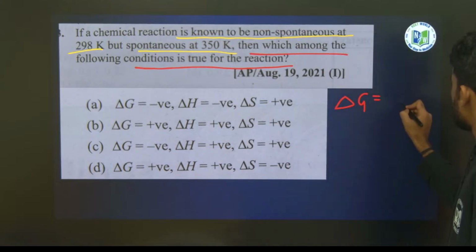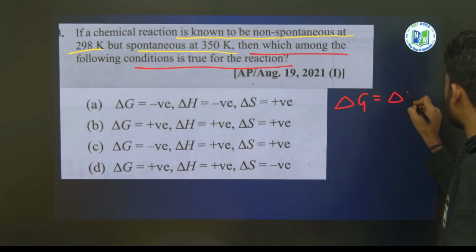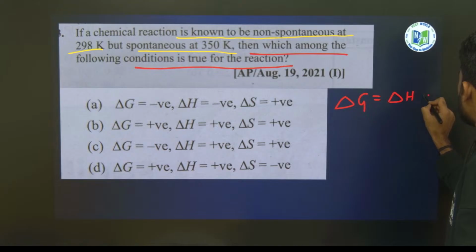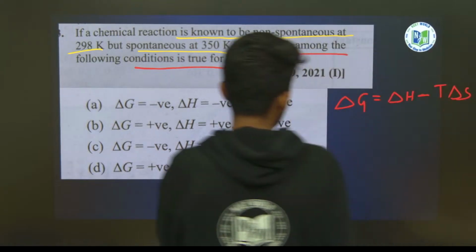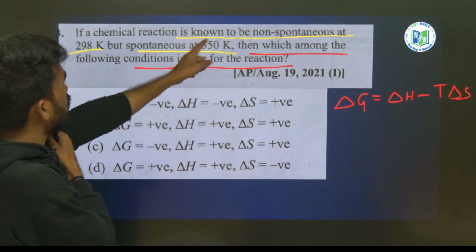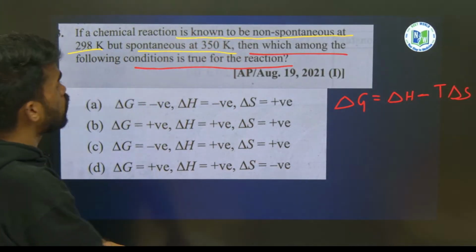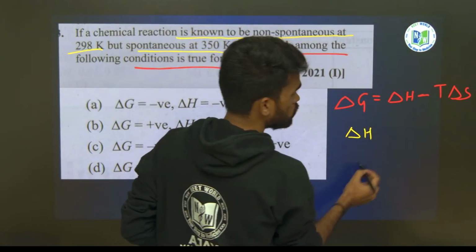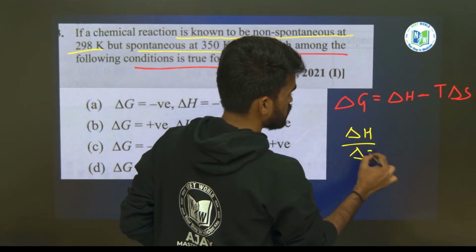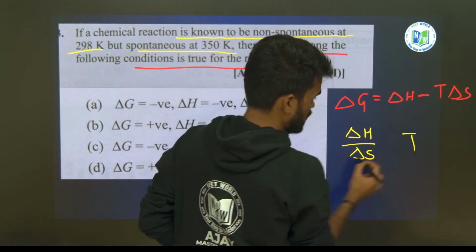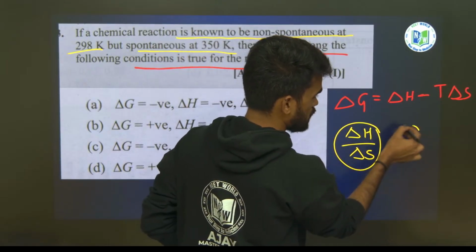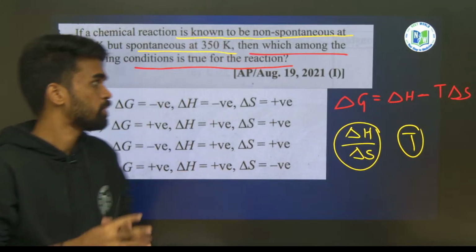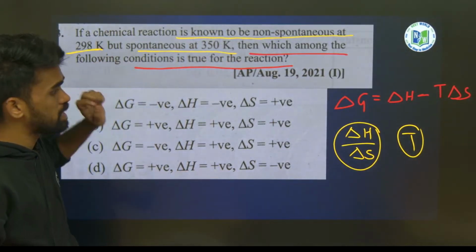So delta G, which gives the relation between delta H and delta S, is delta H minus T delta S. From this, they are saying the reaction is non-spontaneous at low temperature. It means delta H is positive, so you take delta H by delta S. The relation between delta H by delta S and temperature you need to compare here. See, at lower temperature it is non-spontaneous.